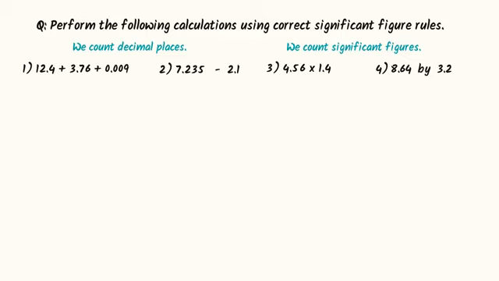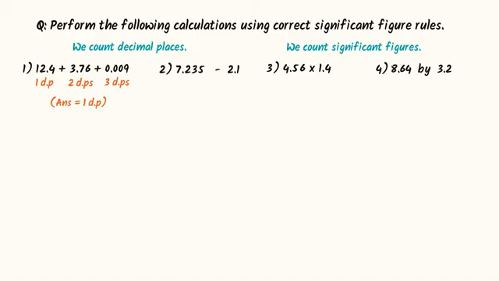The first part is 12.4 plus 3.76 plus 0.009. This is addition, so we count decimal places. 12.4 has 1 decimal place, 3.76 has 2 decimal places, while 0.009 has 3 decimal places. The least decimal place is 1, so our final answer must have only 1 decimal place.